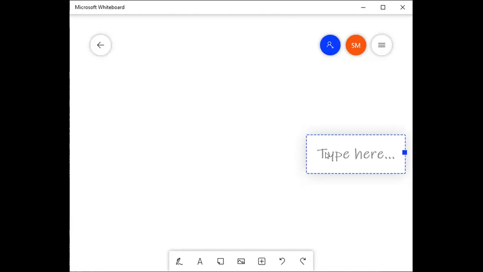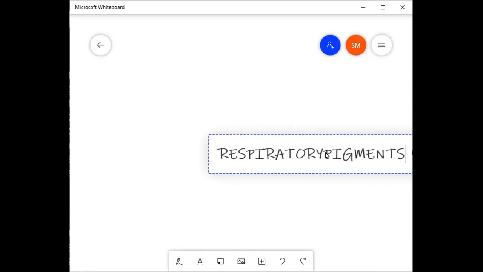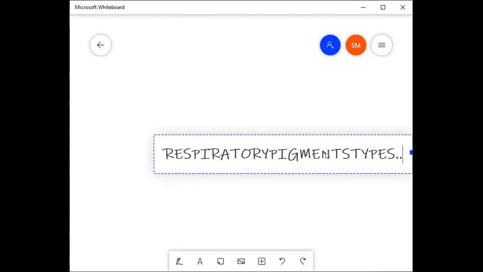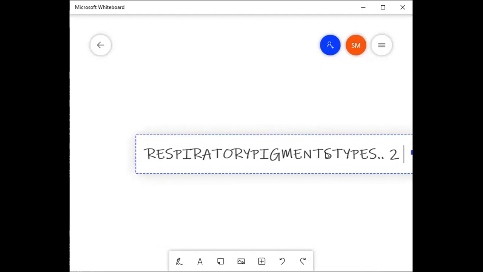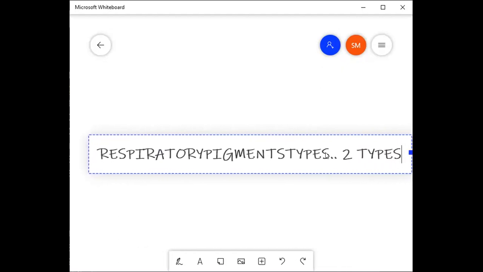Today we will be studying the respiratory pigments, the types of respiratory pigments that are found in the human body. Today we are going to discuss this topic. These respiratory pigments are mainly of two types, and they carry out very important functions. Write down everything.